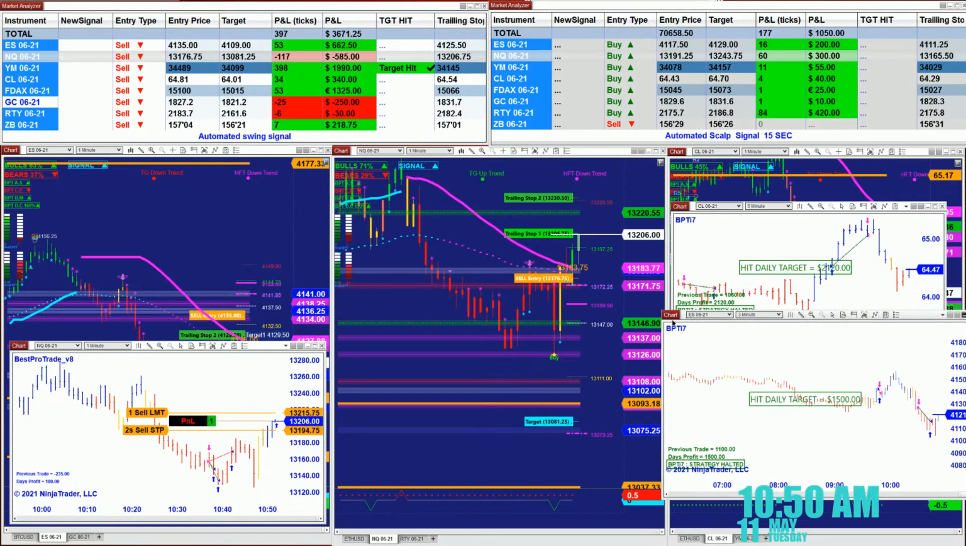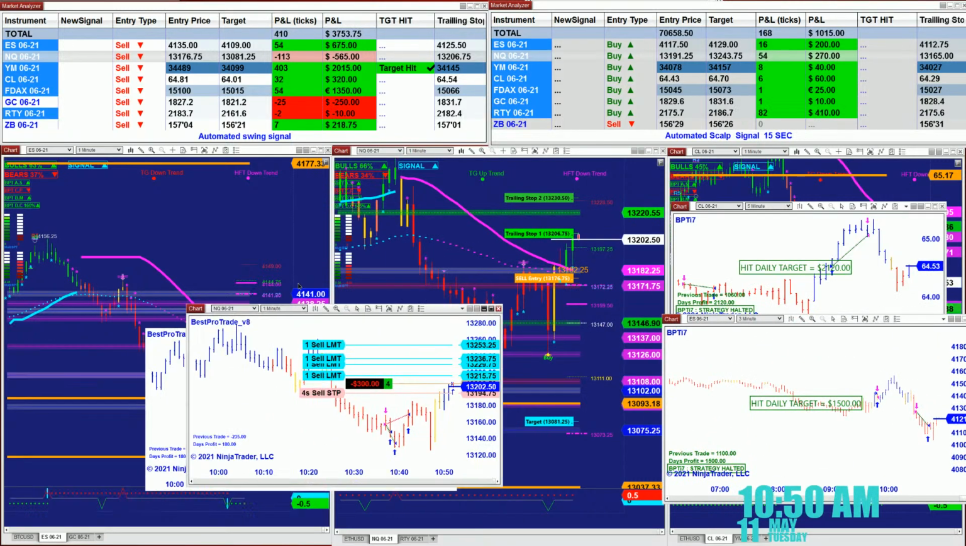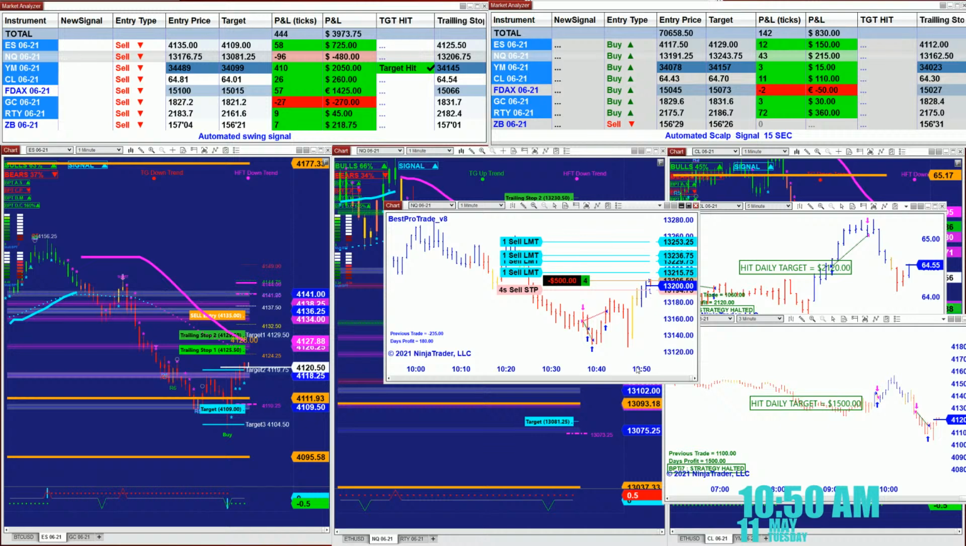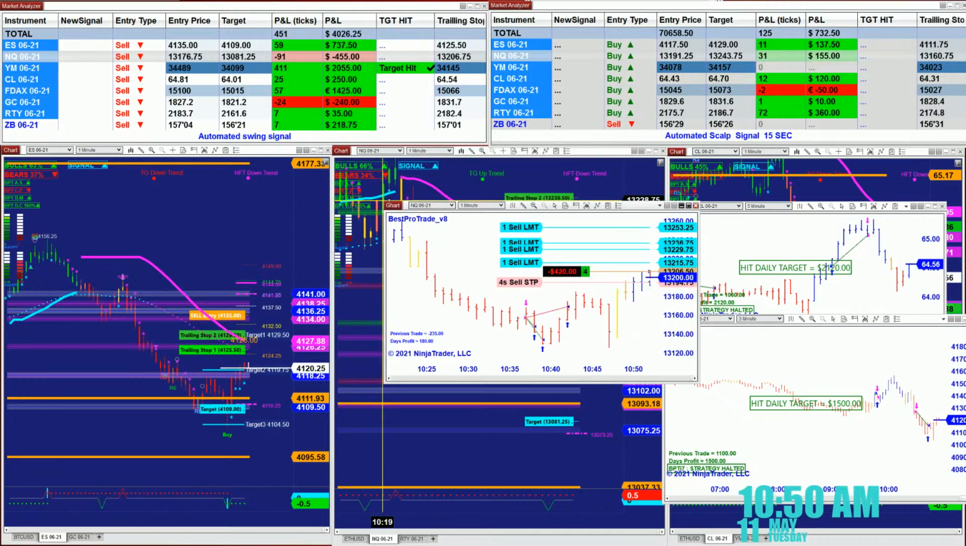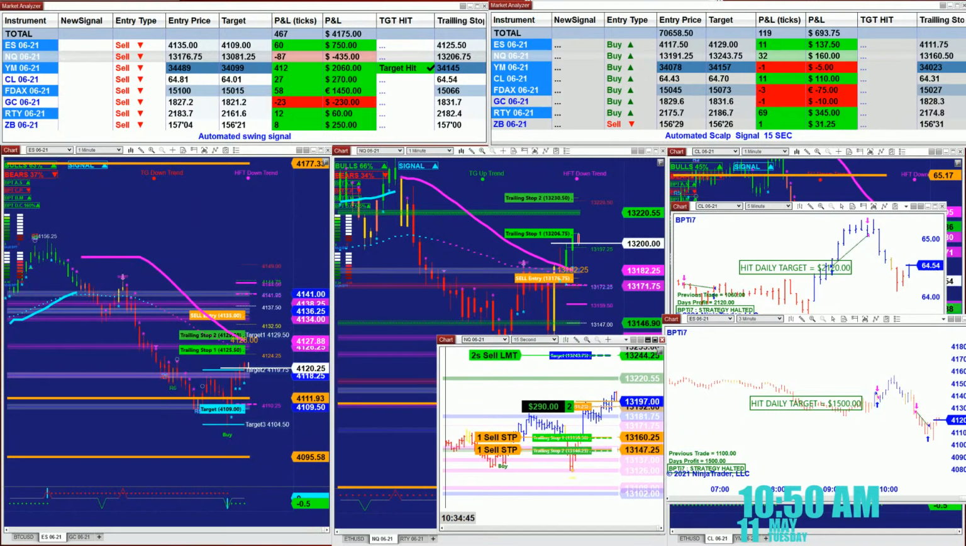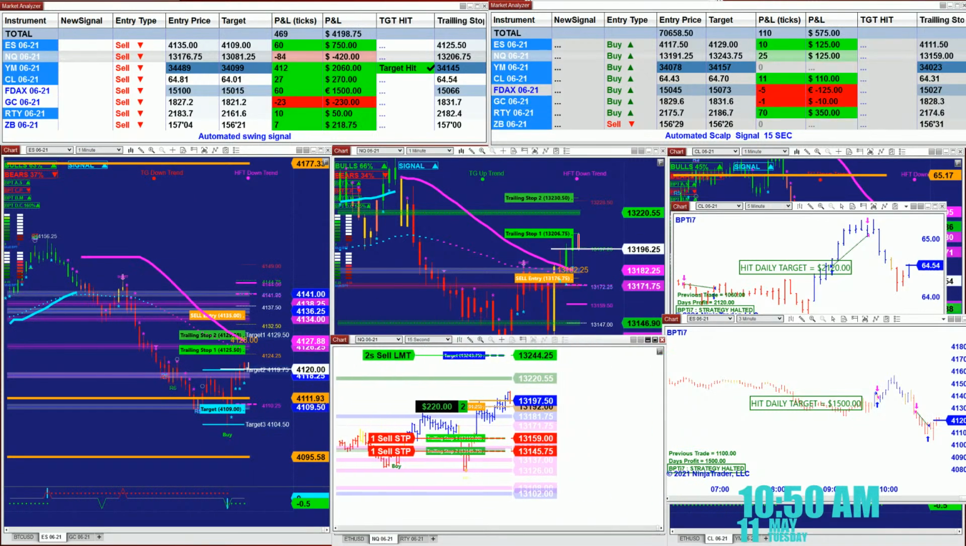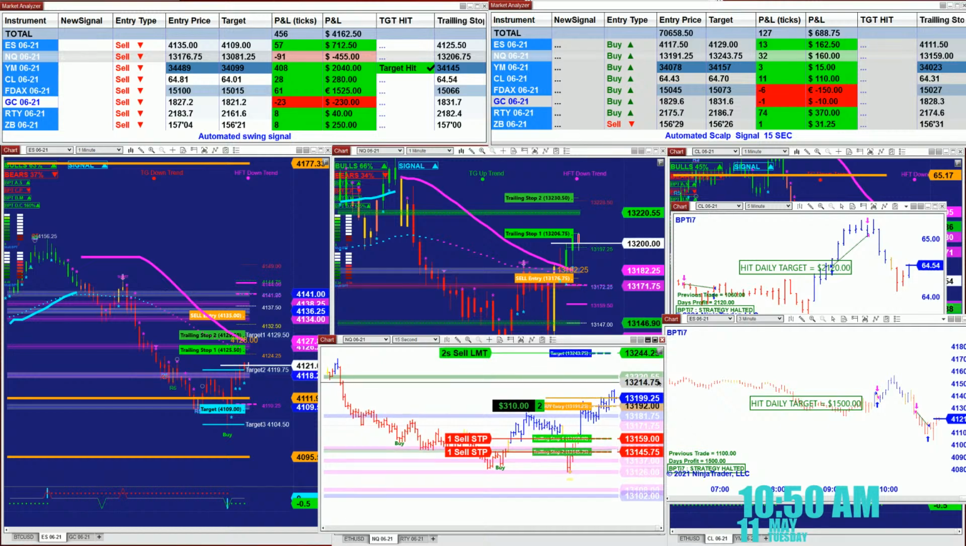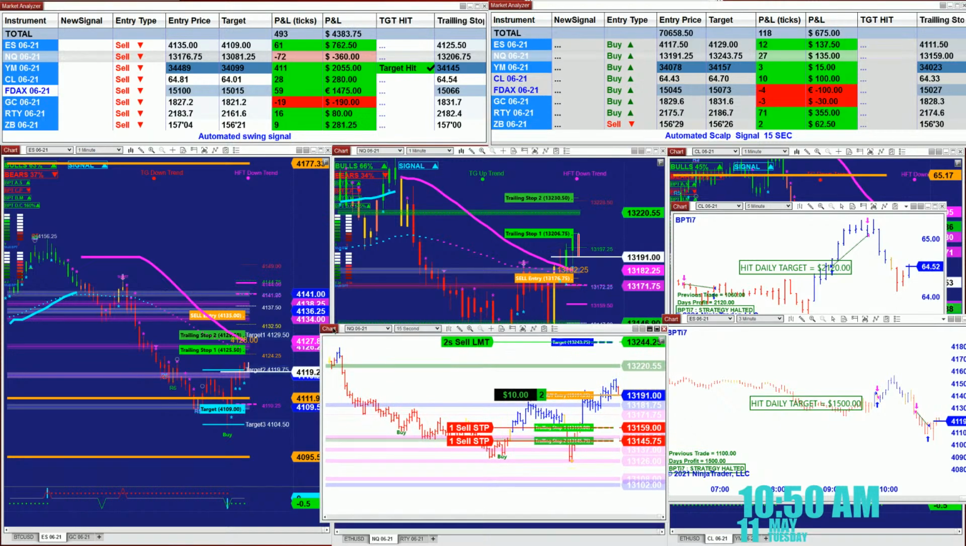If we look at the Nasdaq now, this is another auto trade taking a long trade. And this is the scalper taking a long trade. Do you think this scalper is going to survive the long trade? Let's see.